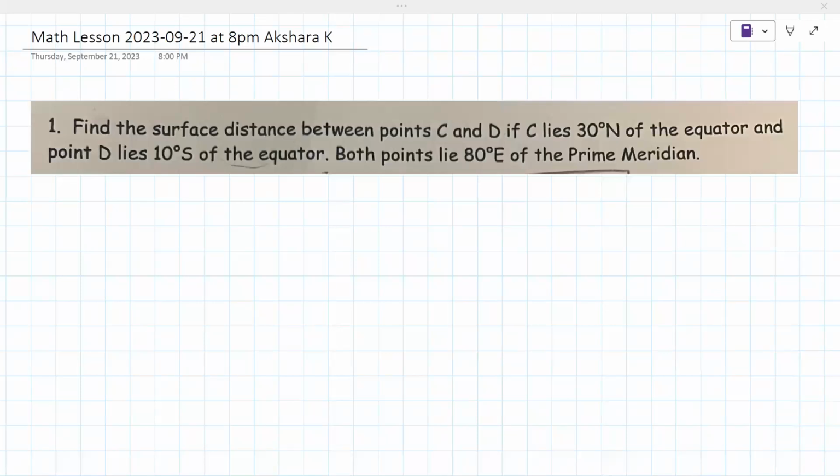The surface distance between points. So I guess it's talking about the Earth surface distance. I don't know how you would know that between points C and D. C lies 30 degrees north of the equator. D lies 10 degrees south of the equator.